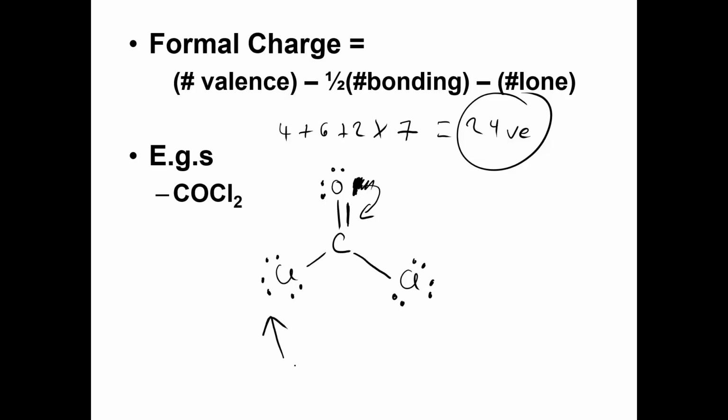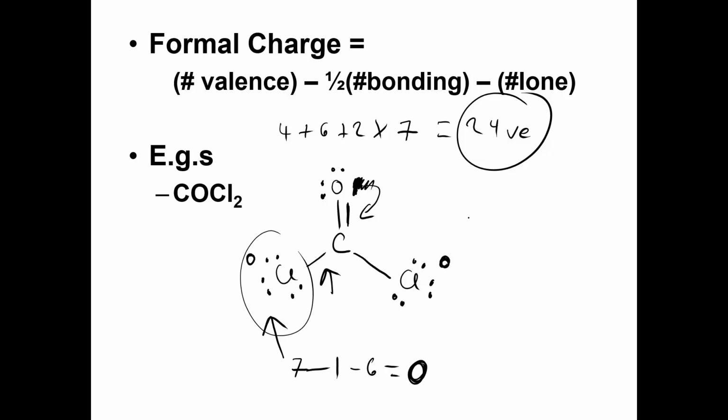So chlorine is in group 7, so it has a valence of 7. It only has 1 bond, so that's 1 electron. And then it has 6 lone pair electrons, so that's -6. So it has a formal charge of 0. All right, so both of those chlorines are identical.